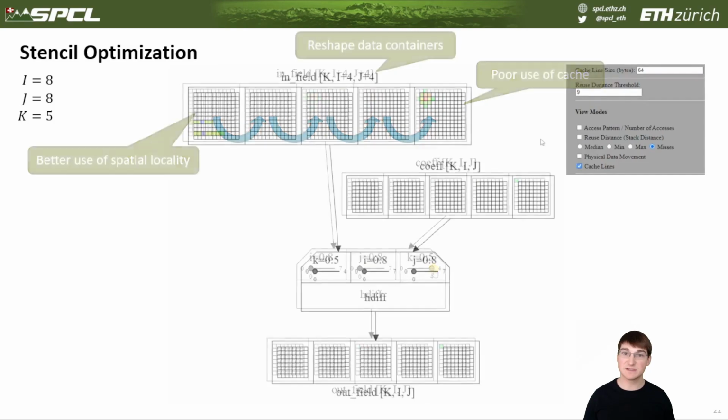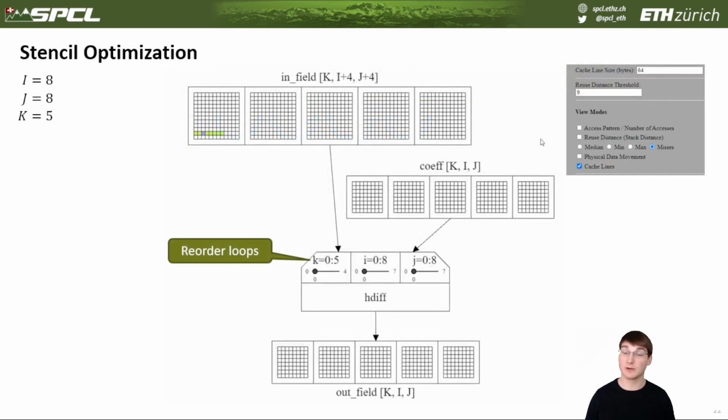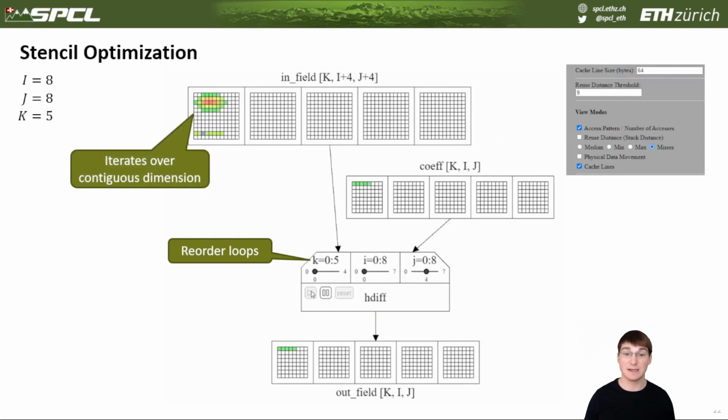Now, a way to fix this in this case is to actually reorder the loops that we have. So instead of going over i, j, and then k, we now reorder it to make k the outermost dimension. And if we use the animation to play back the access pattern, we can see that now indeed we actually make much better use of the cache, accessing data across a contiguous dimension and iterating over a contiguous dimension.